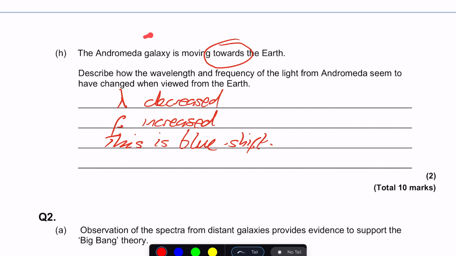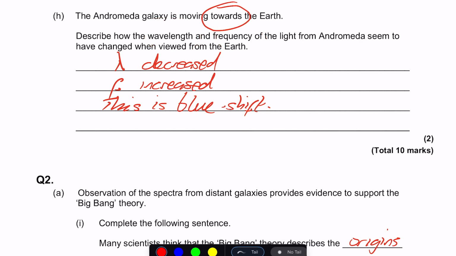Okay. The Andromeda galaxy is moving towards the Earth. So this is going to show blue shift, not red shift. Describe how the wavelength and frequency of the light from Andromeda seem to have changed when viewed from the Earth. So you've got to know your wavelength and frequencies. So it's coming towards, which means you've got blue shift. What does that mean? It means the wavelength has decreased and the frequency has increased. Okay, remember your blue is short wavelength, high frequency. So if it's gone bluer, the frequency has increased and the wavelength has decreased.